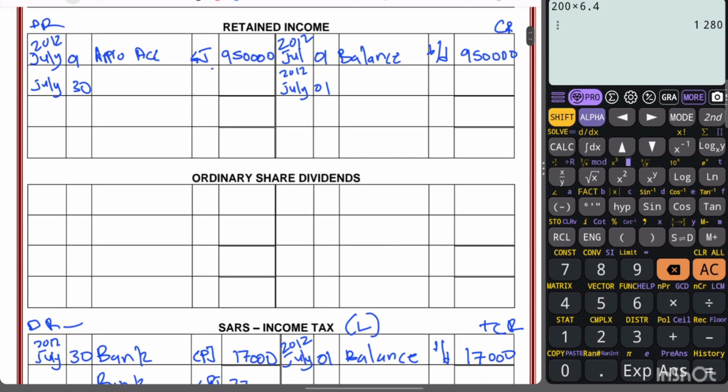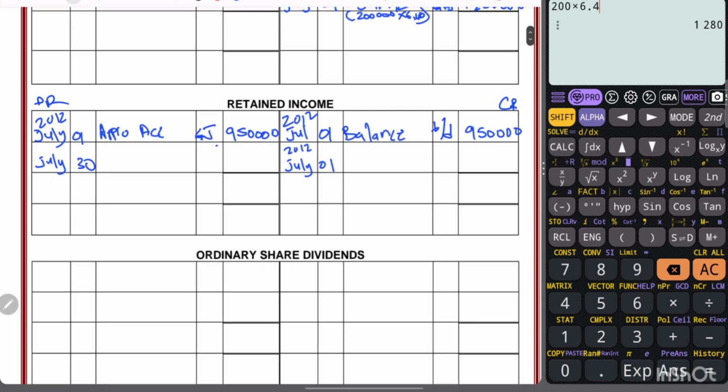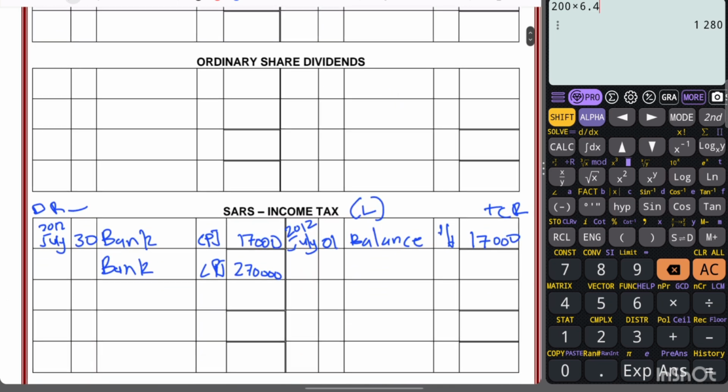Where are we going to record it now? Here we are going to record it under ordinary share capital. When did we pay the interim dividends? We paid it on 30 July 2012. Remember, interim dividends are declared and paid. Then the bank is affected. Then CPJ because we are paying.